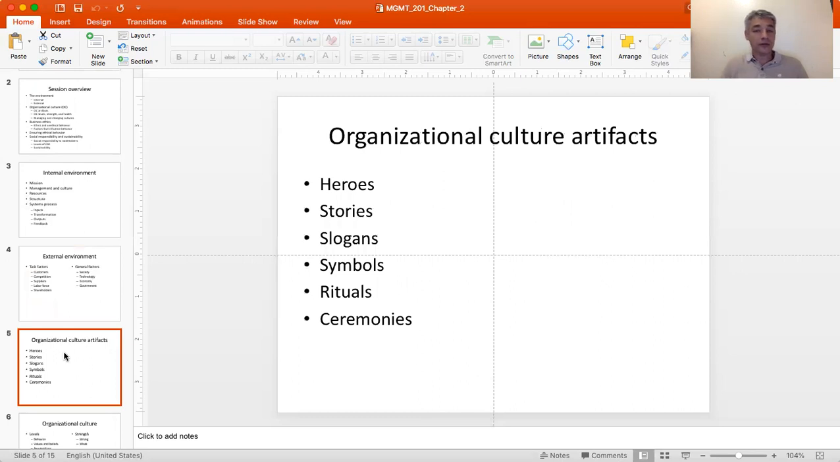Now, with respect to internal environment, I have said that culture is extremely important. It is hard to define. And probably one of the better ways of making sense of organizational culture is looking at its artifacts, right? Things that define culture, that reveal culture to us. And among those artifacts, several are especially important.